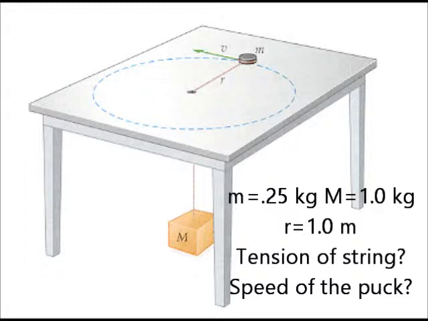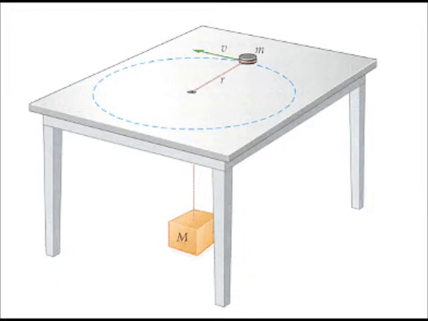The other half of the string goes through a hole in the middle of the table and is attached to a mass of 1 kilogram. Can you find the tension of the string and the speed of the puck?